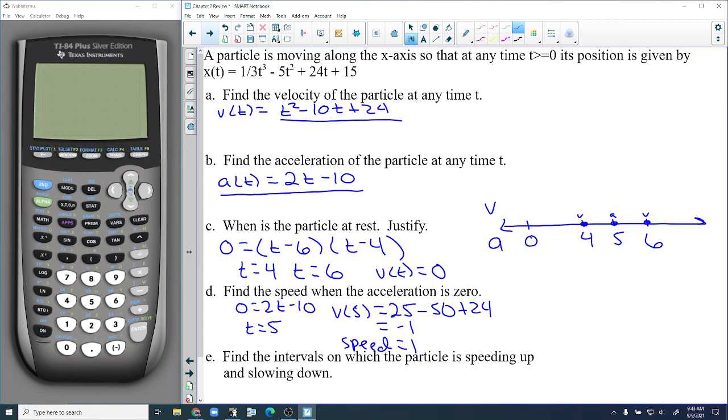Let's plug 1 into both of them. 1 minus 10 is negative 9, plus 24 is certainly positive. So from 0 to 4, we have positive velocity. And for acceleration, we have negative acceleration when we plug 1 in. So between 0 and 4, we're slowing down. They oppose each other.